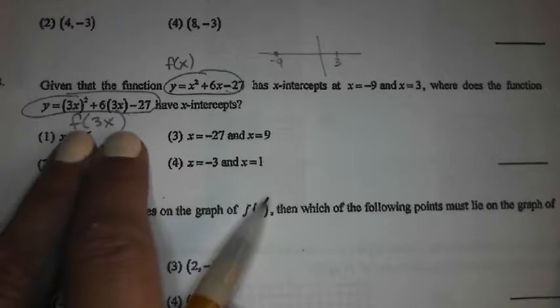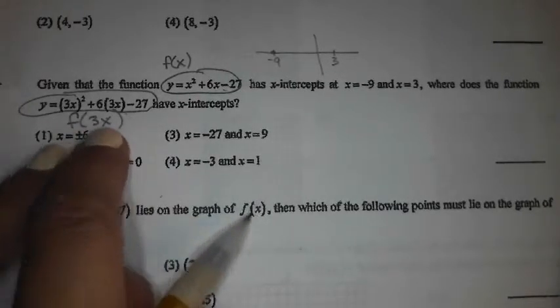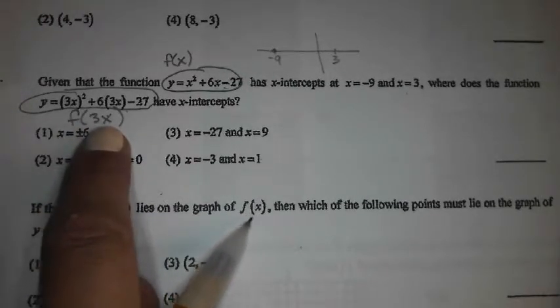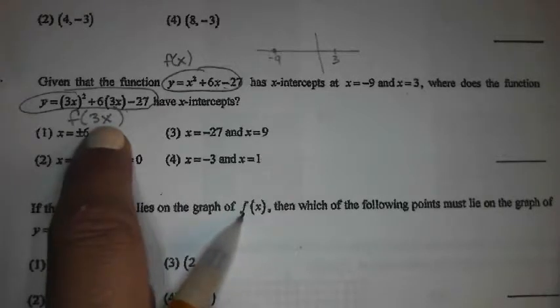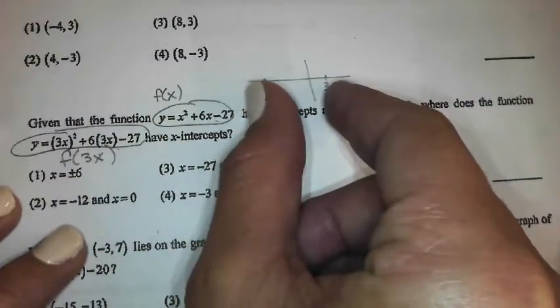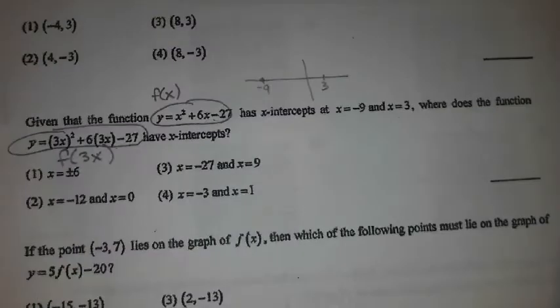What's the transformation then? What does plugging in a 3x do? Dilation. Which direction? Horizontally, stretch or compression? Compression by a factor of 1/3, the reciprocal of 3. So these 2 points are going to squeeze in 1/3 of the way.